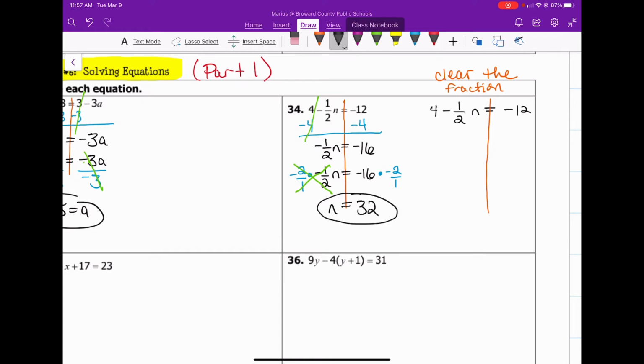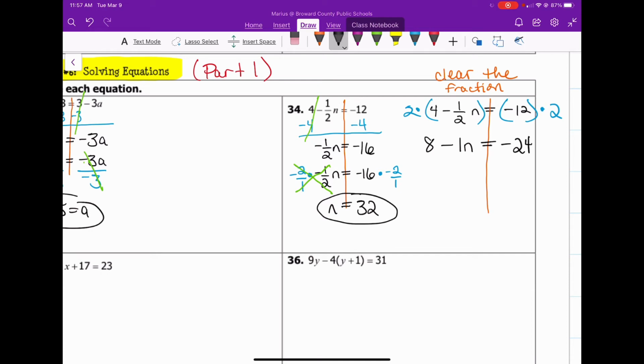All right, now let's say we started off by clearing the fraction first. If we start by clearing the fraction first, the denominator is 2. So I'm going to multiply everybody on both sides by 2. Everybody gets multiplied by 2. So 2 times 4 is 8. 2 times negative 1/2 is just going to end up with a negative 1. So we're going to have negative 1n equals, and then negative 12 times positive 2 is negative 24.